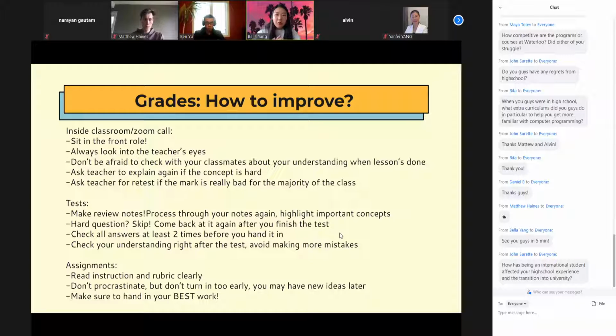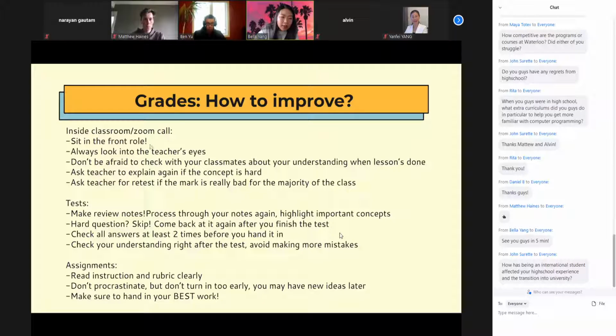Okay, so here are a lot of tips that I can provide you about how you can improve your grades. I only learned those when I was in grade 11. When I was in grade 10, I didn't have a good average. To be honest, my average was around the low 80s. And these are the things that I learned.